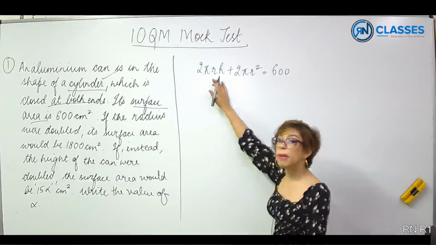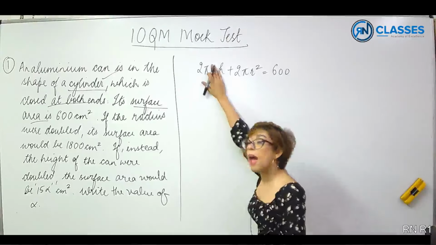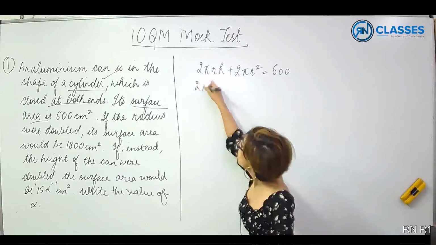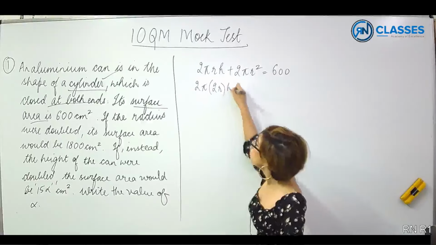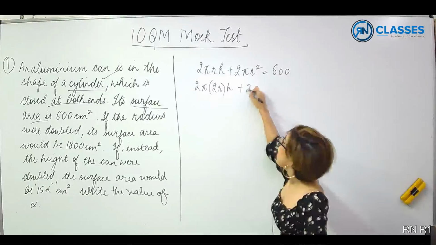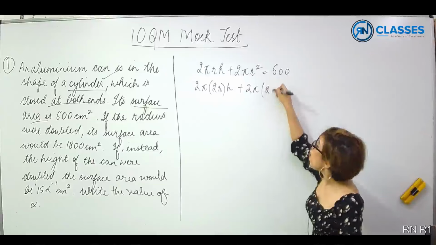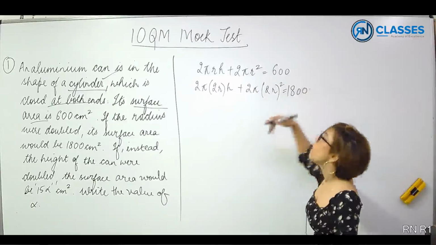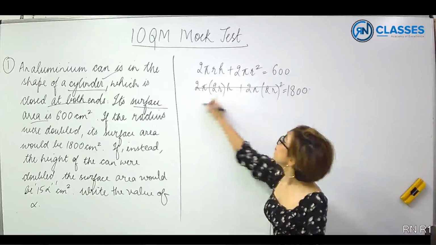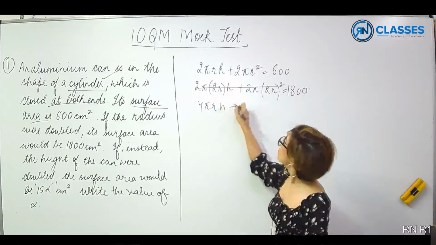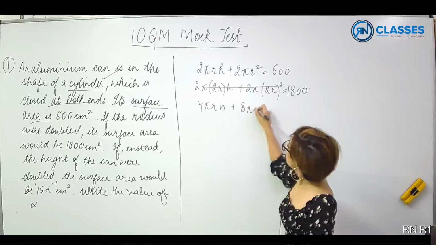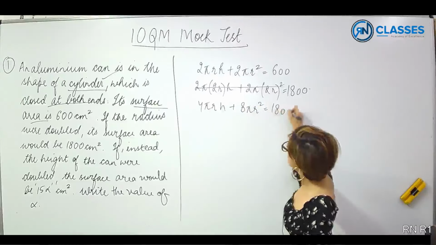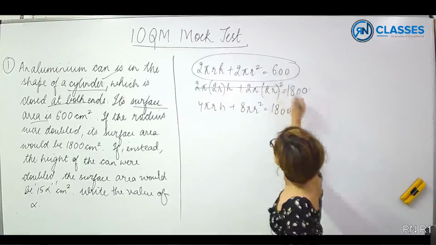Now the radius is doubling, so instead of r, I have 2r. So that is 2 pi into 2r into h plus 2 pi into 2r whole square, which is equal to 1800. Now if I rectify it, this is nothing but 4 pi r h plus 2 into 4, 8 pi r square, that is equal to 1800. So I have these 2 equations.